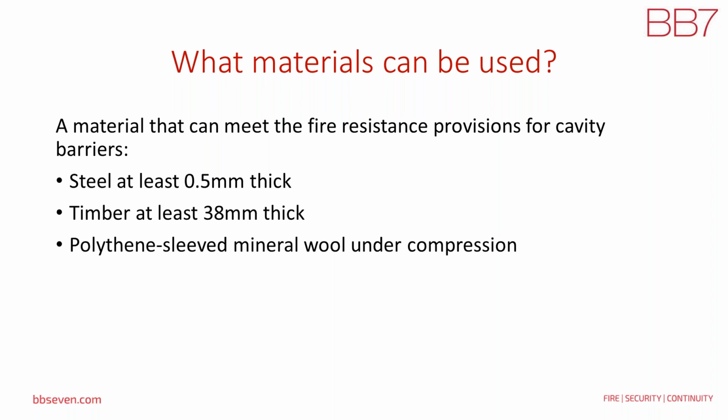You can also use polythene sleeved mineral wool under compression. So these are purchased from suppliers. They come in a bag, and you fit them into, for example, two leaves of masonry. You can use a compression fit. And you can also use mineral wool slab under compression. So that would be a mineral wool batt, B-A-T-T, under compression, and the compression is normally about 10 millimeters.